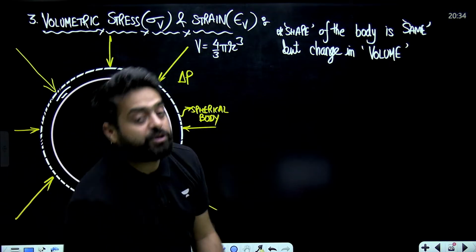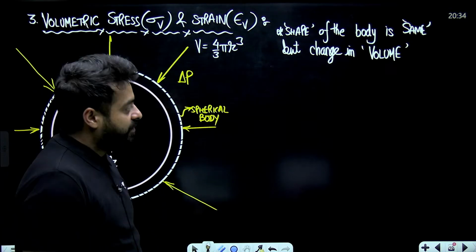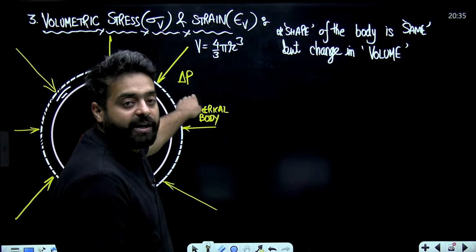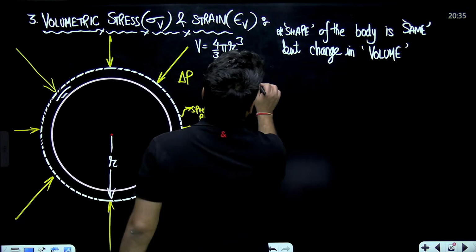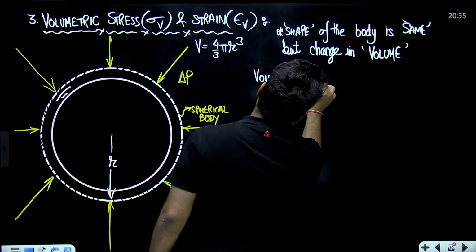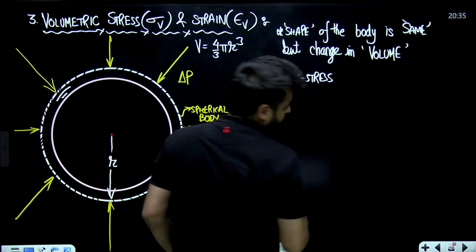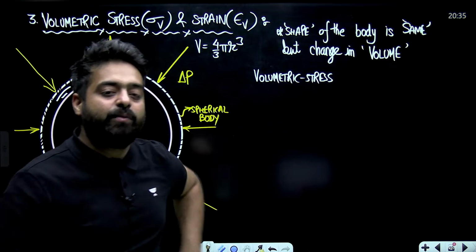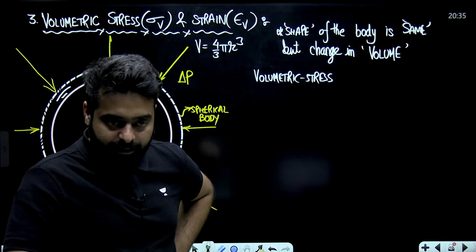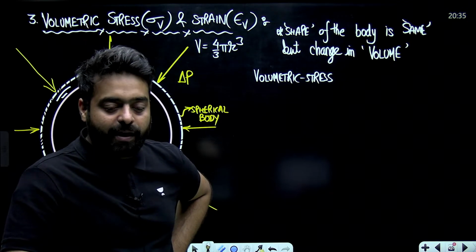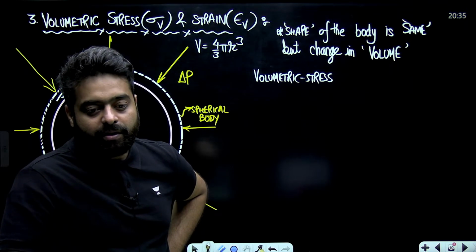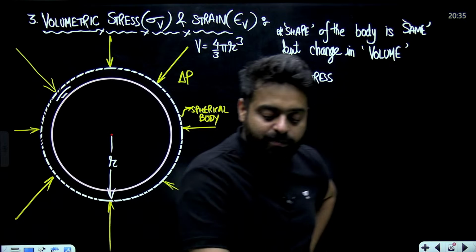You know what stress is? Force per unit area. The change of force per unit area. Similarly in the fluid part, the force per unit area is delta P. That's why it is called volumetric stress. I already told you this parameter will come more in fluid mechanics, but yes, it will come. You can't avoid it. You need to solve it. You need to go through this. You cannot directly ignore this part.